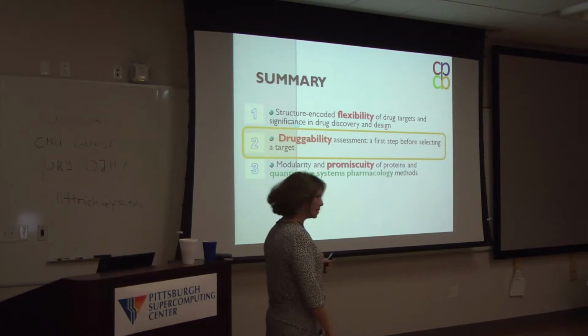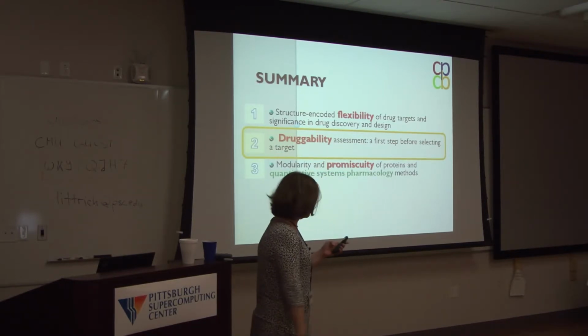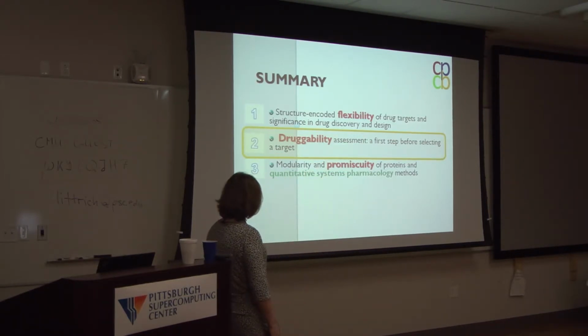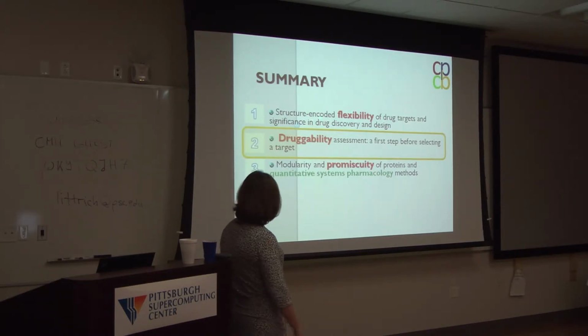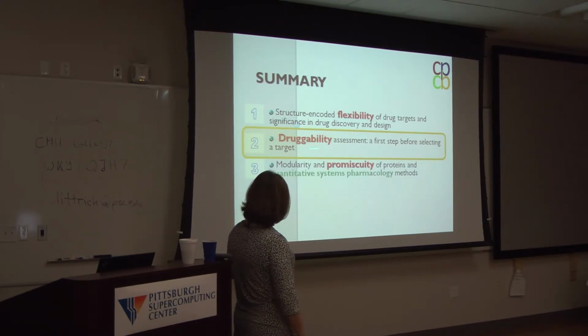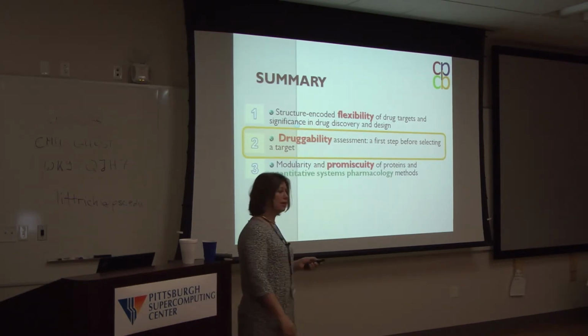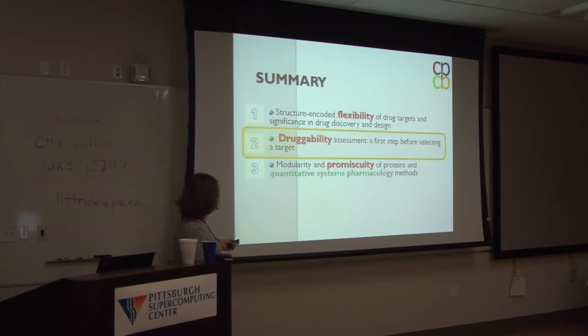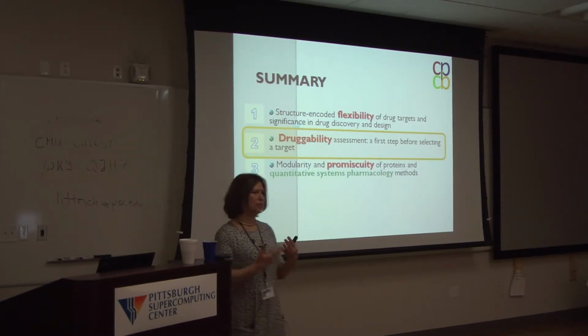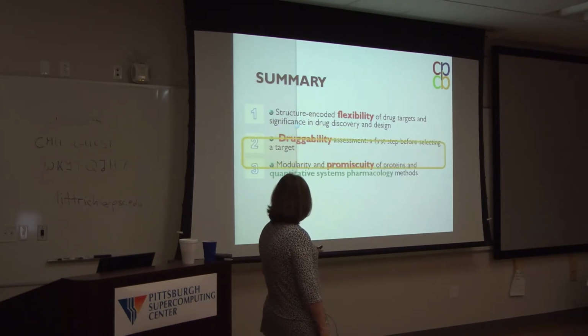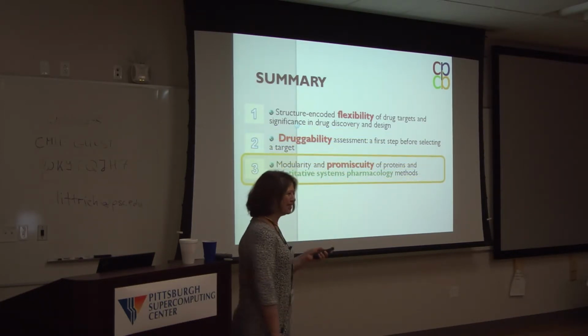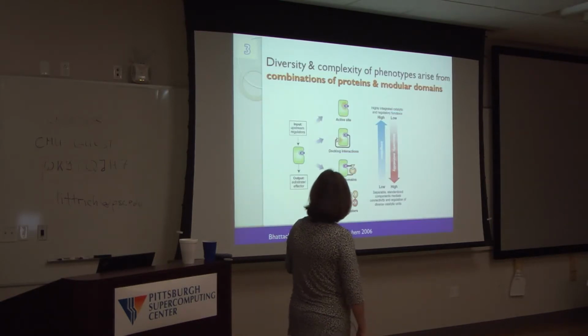So we have lots of this type of analysis. I'll skip these things. So what I have explained so far, this was yesterday, okay? Flexibility. We talked about the importance of conformational flexibility. Druggability, so we did that. I want to mention a few things about modularity and promiscuity, which I mentioned a couple of times.